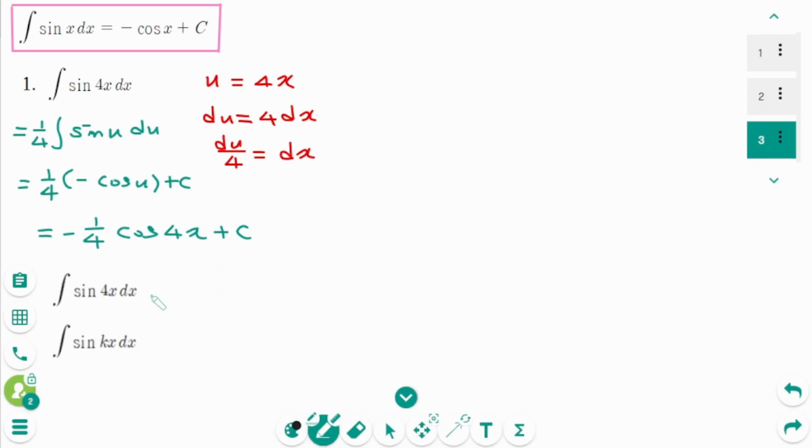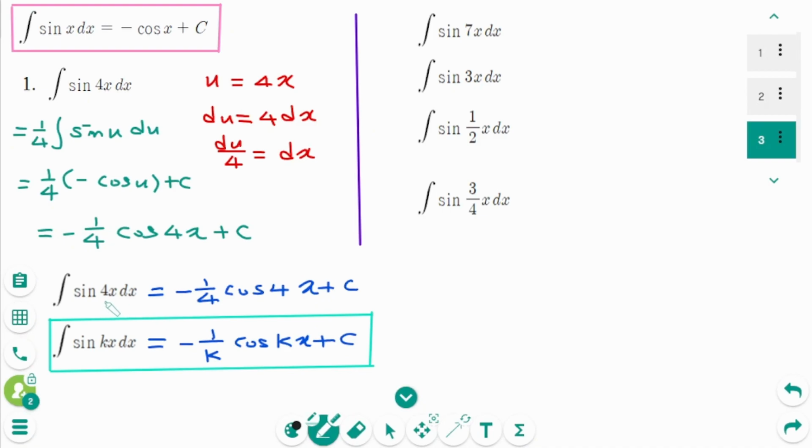Now let's talk about shortcut. Integral of sine x dx is minus cosine x plus c. Integral of sine 4x dx is minus 1 over 4 cosine 4x plus c. The integral of sine kx dx is minus 1 over k cosine kx plus c. Please remember, 4 makes 1 over 4, k makes 1 over k.